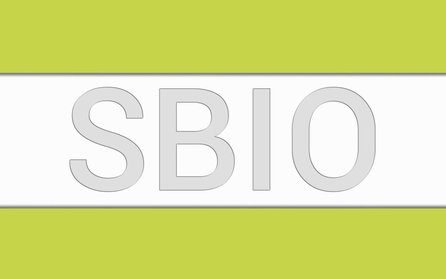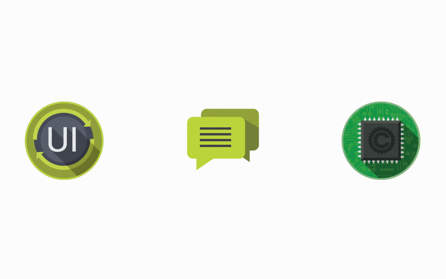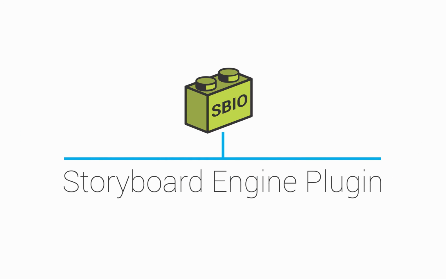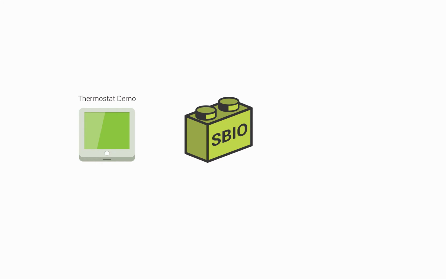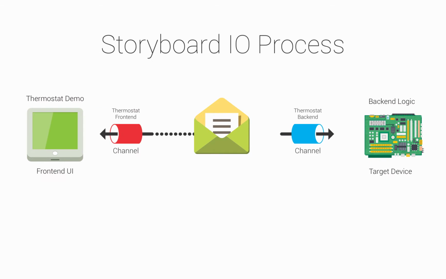In this video, we're going to take a look at Storyboard IO to see how it's used to pass messages between the front-end UI and external applications. Storyboard IO is a Storyboard Engine runtime plugin that gives a Storyboard application and external applications a way to communicate with one another by using their communication channels.